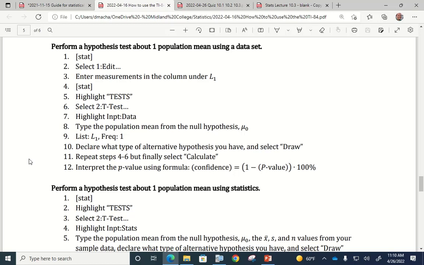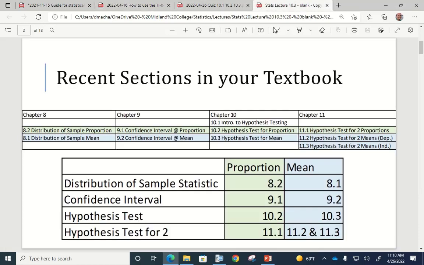Okay, so that overview aside, let's briefly go through section 10.3.